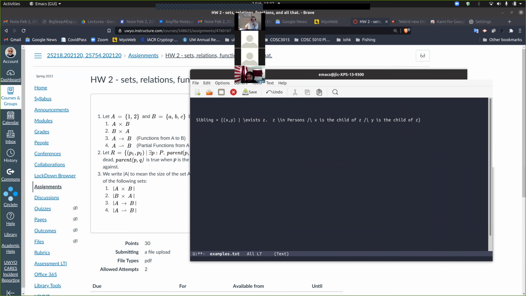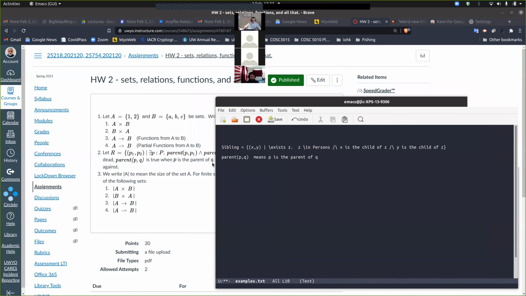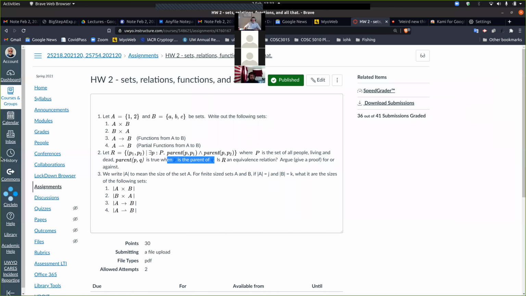All right, does that seem better? That makes 10 times more sense to me personally. I can't understand though when I say parent P comma Q means P is the parent of Q. I cannot, whoops, Q. Who's the child? That's what this says right here. Yeah.